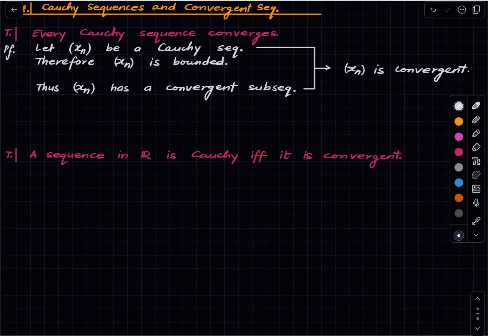So we have already shown that every convergent sequence is Cauchy. Now we showed that every Cauchy sequence is convergent, and hence the notion of a Cauchy sequence is precisely the same as that of a convergent sequence, which is what we have recorded over here.